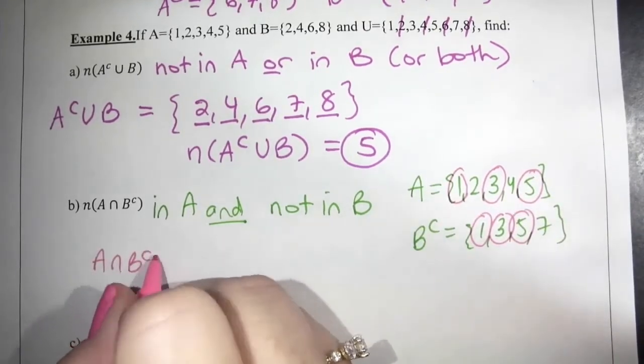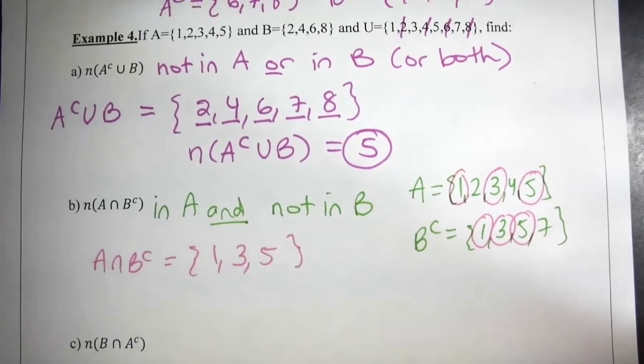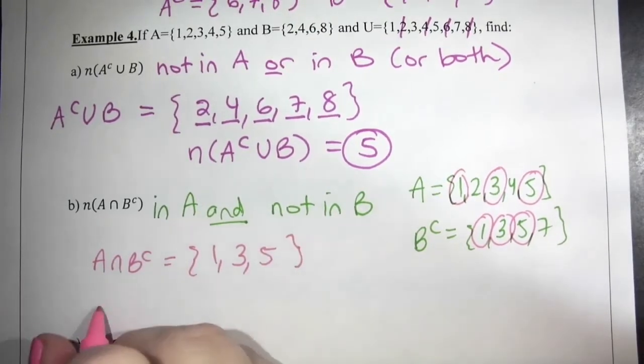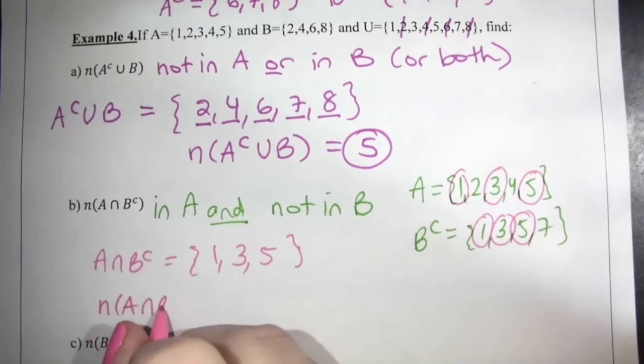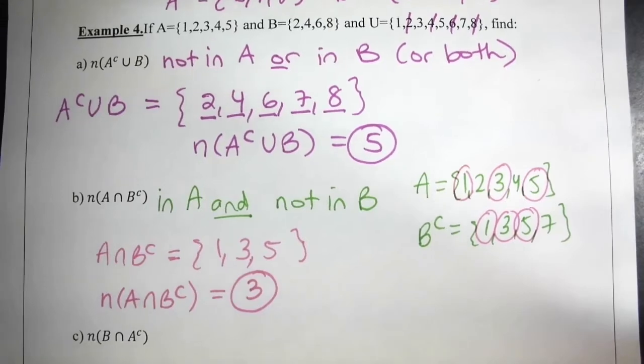So the set of in A and not in B would be 1, 3, and 5. And the number A and not B would be, how many elements do we have here? Well, we have 1, 3, 5. So 1, 2, 3 elements. And that would be our answer.